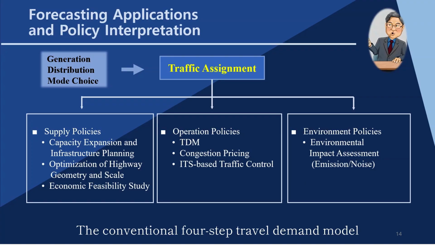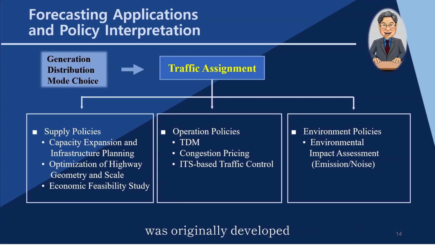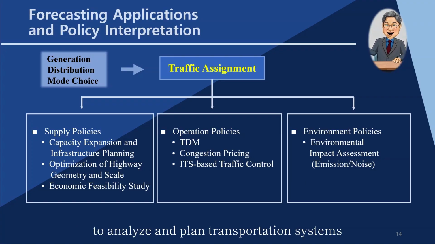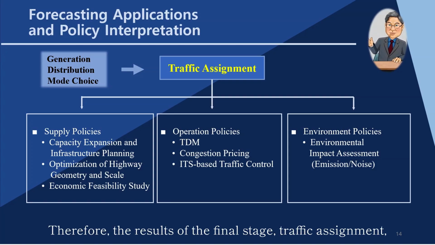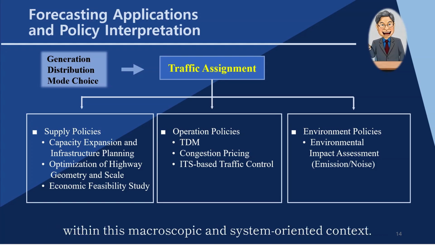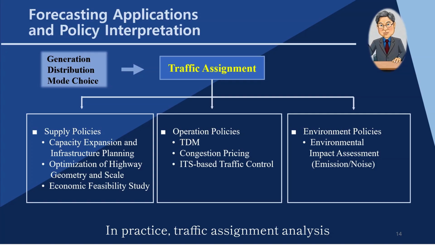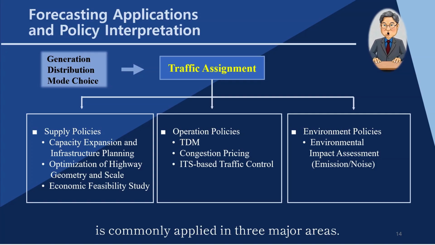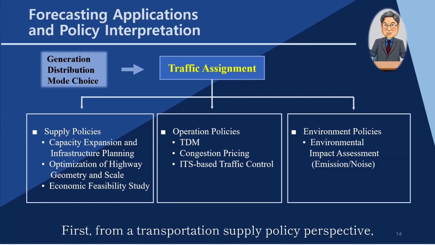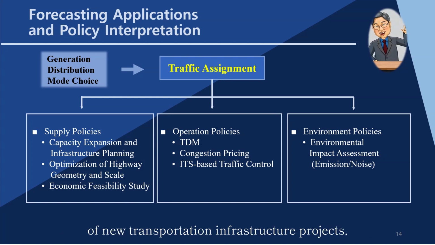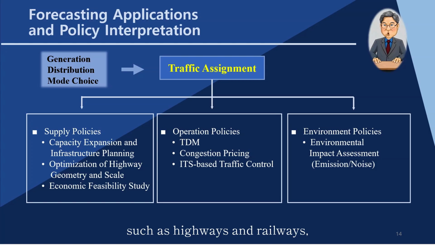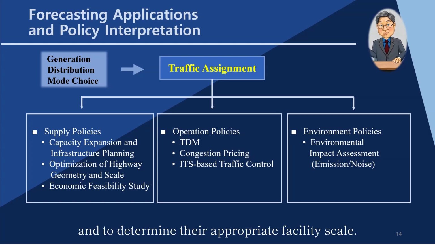The conventional four-step travel demand model was originally developed to analyze and plan transportation systems at a macro scale, such as urban or regional scale. Therefore, the results of the final stage, traffic assignment, should also be interpreted within this macroscopic and system-oriented context. In practice, traffic assignment analysis is commonly applied in three major areas. First, from a transportation supply policy perspective, it is used to evaluate the economic feasibility of new transportation infrastructure projects, such as highways and railways, and to determine their appropriate facility scale.